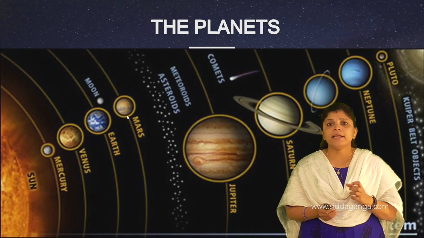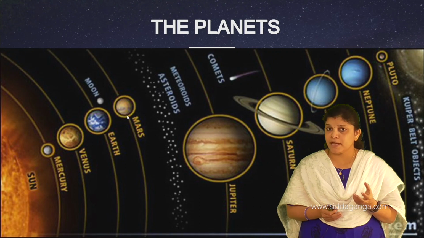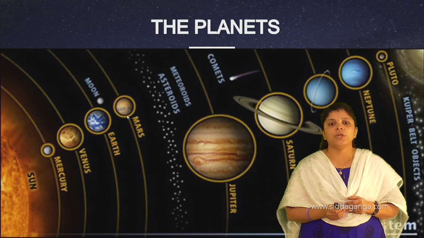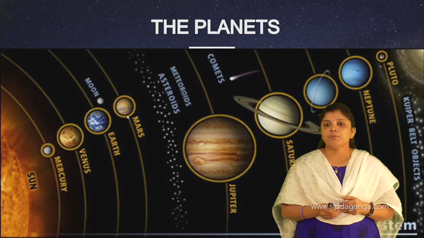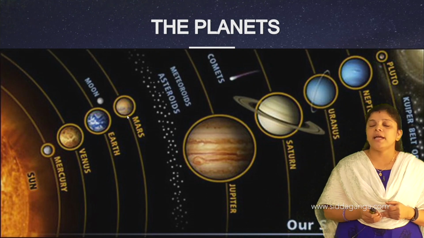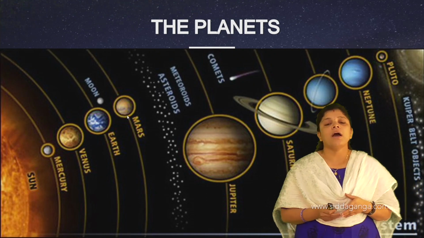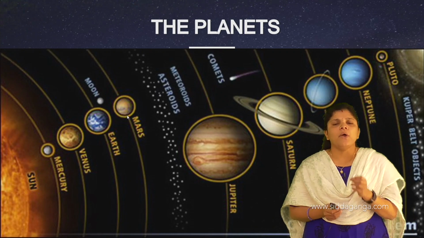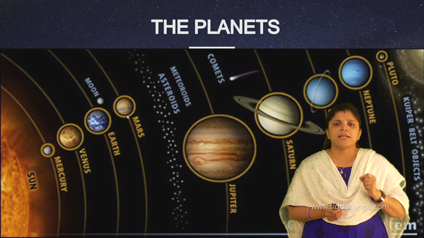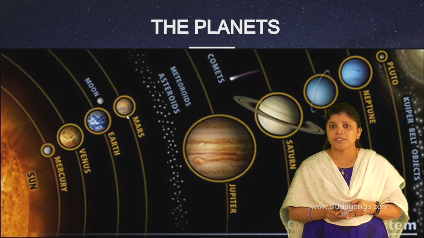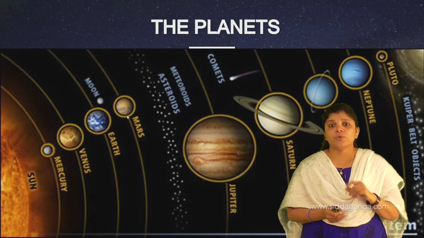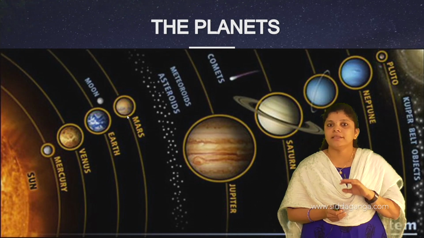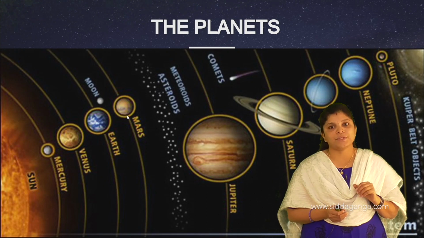There are 8 planets in our solar system. How many planets? 8 planets, that is Mercury, Venus, Moon, Earth, Mars, Jupiter, Saturn, Neptune and Uranus. See, these are all our planets. See, you know, Mercury is the nearest, closest planet to the sun. See, this Mercury takes 88 days to revolve around the sun. And see, this Mercury has no moons.